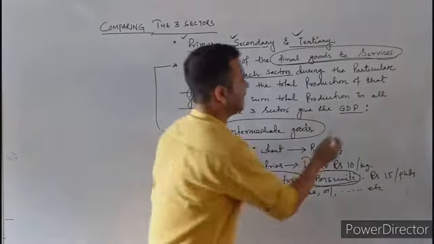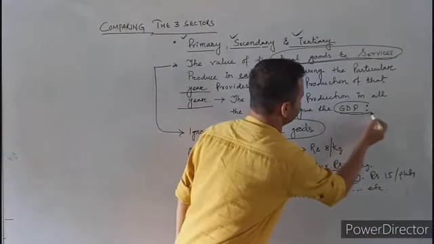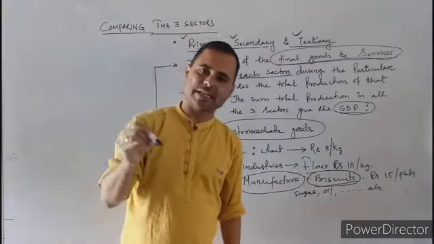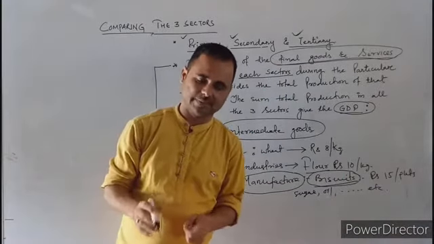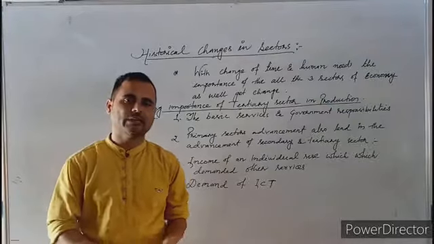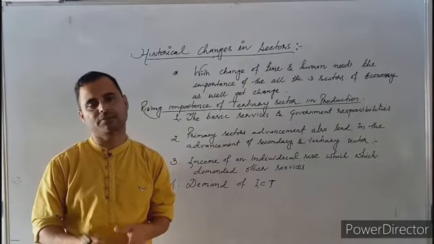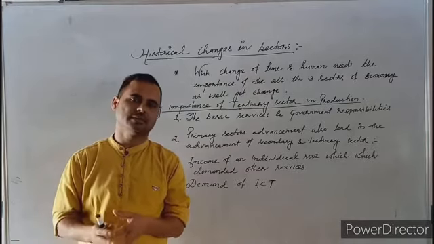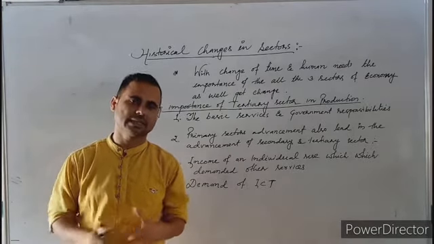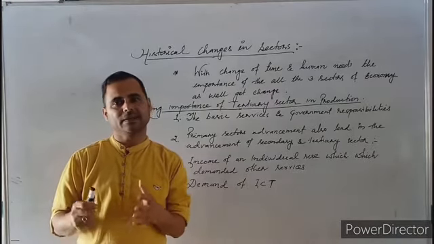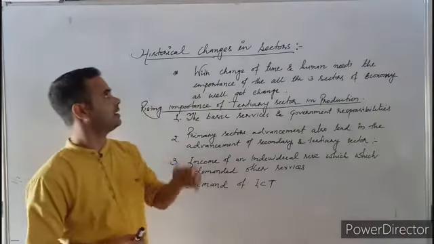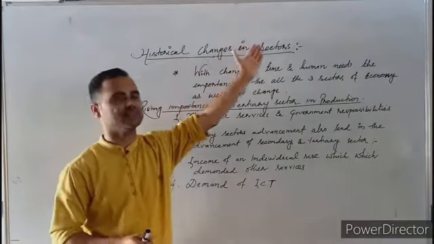And based on this GDP, the nation's economy is calculated. This is all we have understood about GDP and how GDP is one of the very important factors to calculate the economy of any nation. Now let us try to understand the historical changes in these sectors.